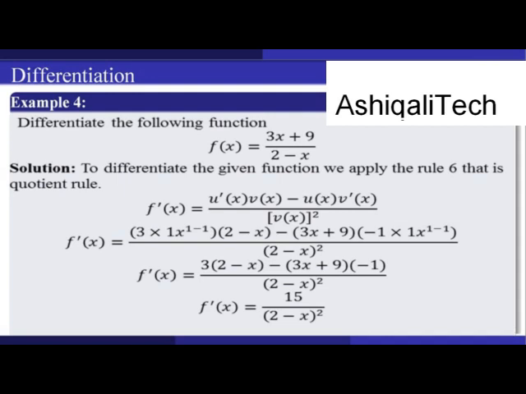So we get f'(x) = 3 times 1x^(1-1) multiplied by (2 - x) - (3x + 9) multiplied by (-1) times 1x^(1-1), divided by (2 - x) whole square. So after simplification we get f'(x) = 15 divided by (2 - x) whole square.